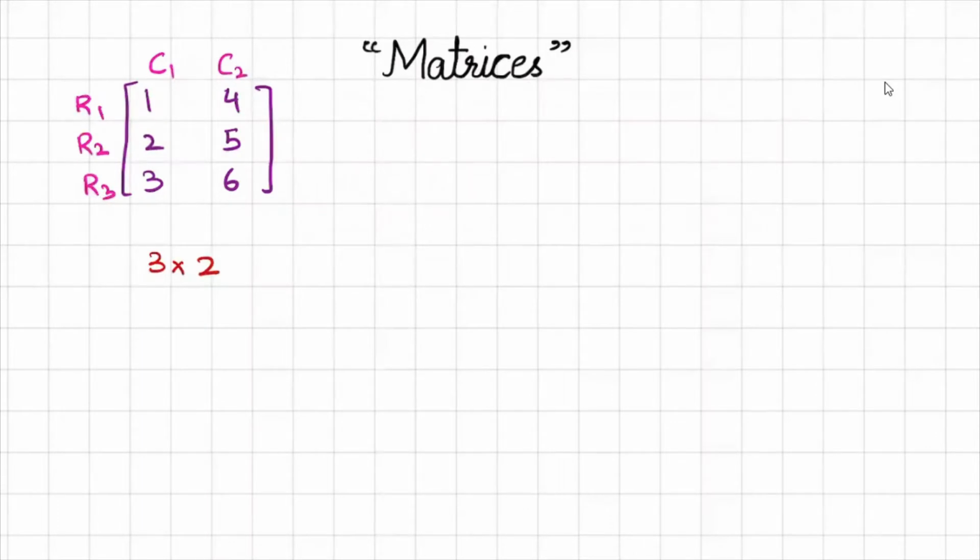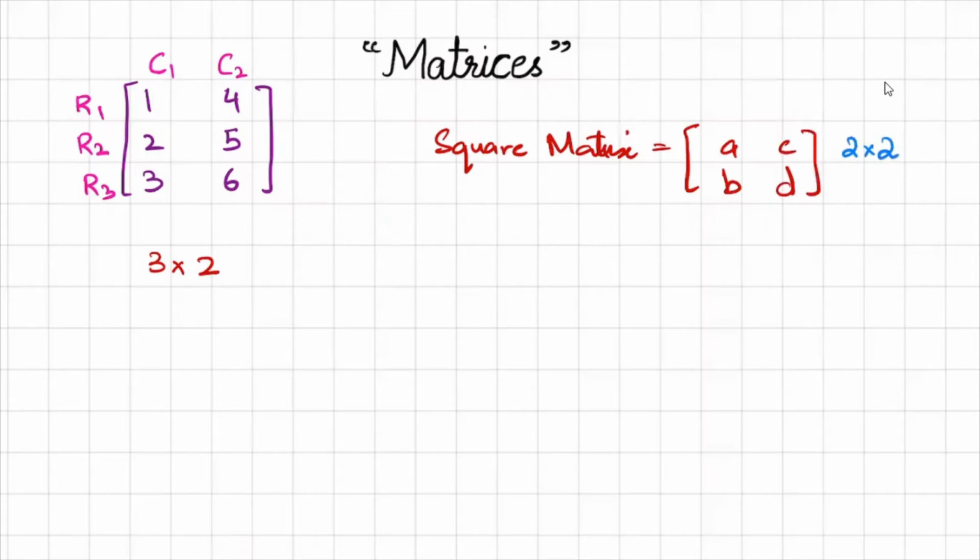What is a square matrix? A square matrix is written as A, B, C, D, which means a matrix that has a dimension of 2 by 2. Now, what is an identity matrix? Identity matrix is given as a capital I, which is 1, 0, 0, 1.